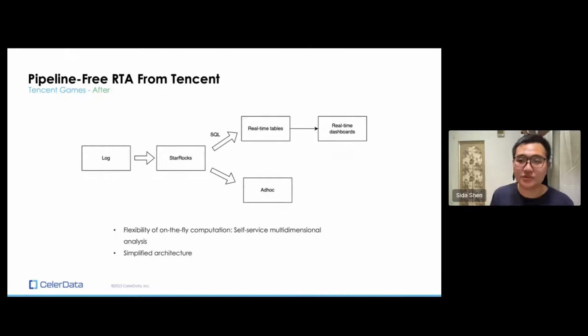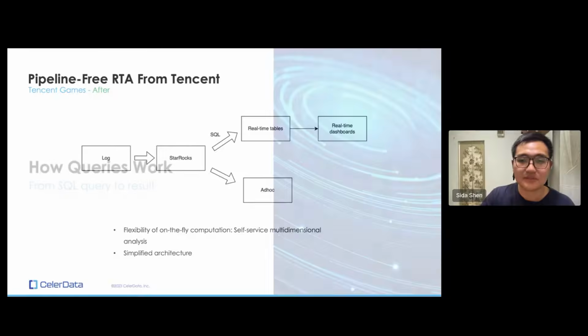And after moving to StarRocks, they unified everything into StarRocks, right? Because StarRocks can not only do aggregations on the fly really fast, it can also do joins on the fly. So there's no more waiting for the pipeline to finish or for the pre-aggregation to finish, right? So analysts can just go and do multi-dimensional analysis in a self-service fashion, right? And also a simplified architecture.